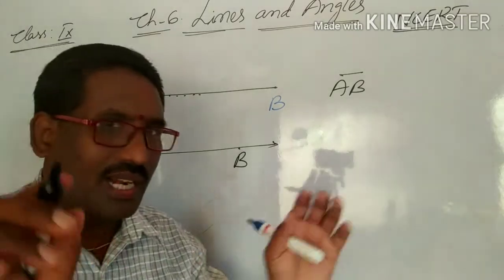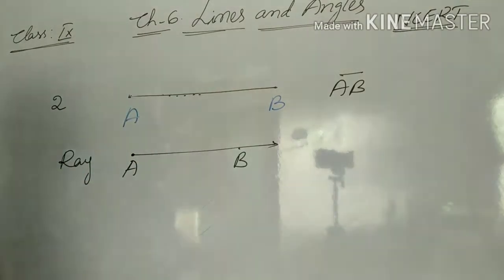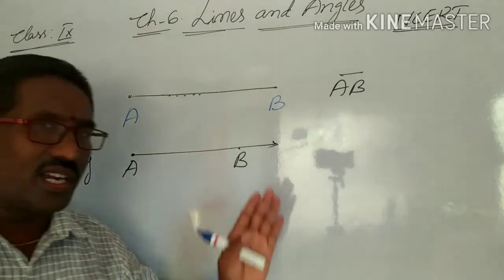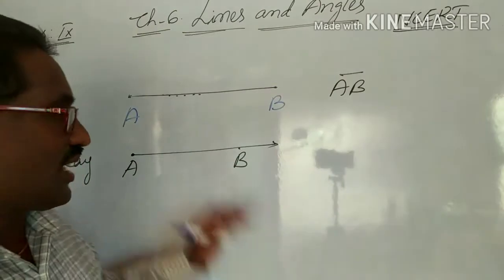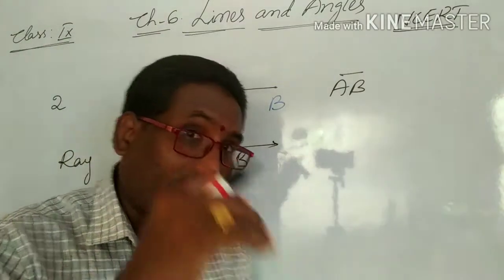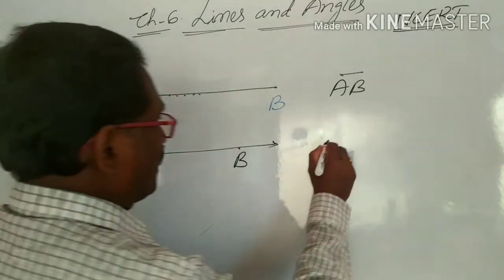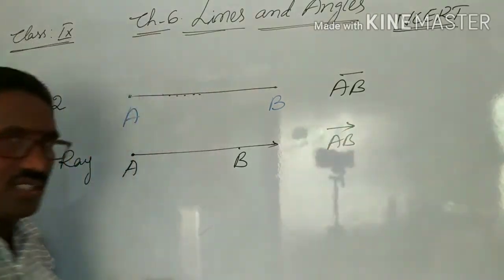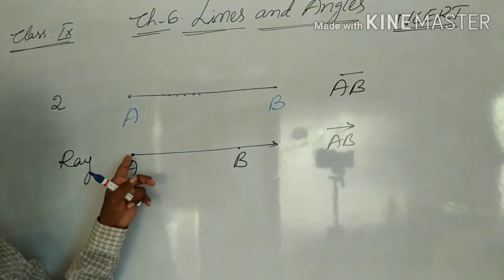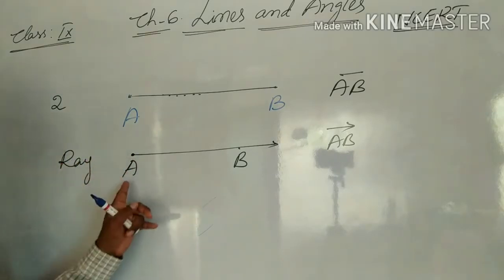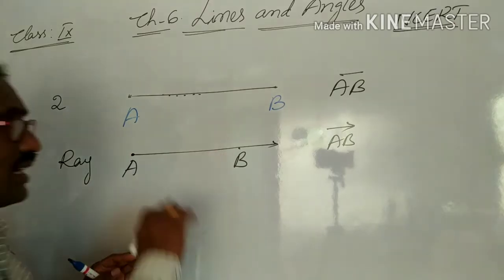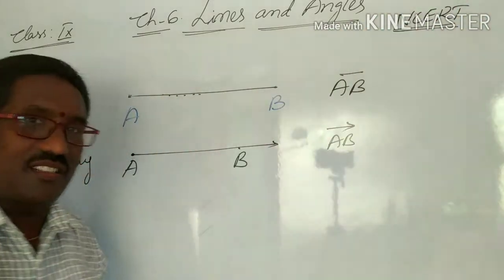How many endpoints does a ray have? Only one endpoint. It extends infinitely in one direction. How to write this one? Ray AB, like this. Which side is the endpoint? Here point A is the endpoint, and on the B side there is an arrow mark.